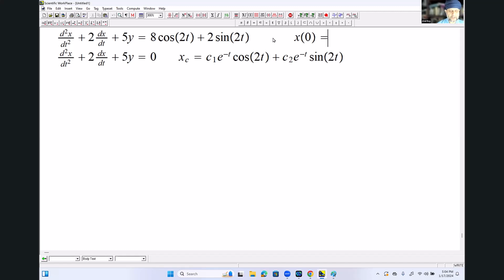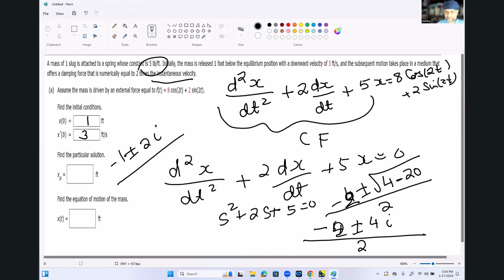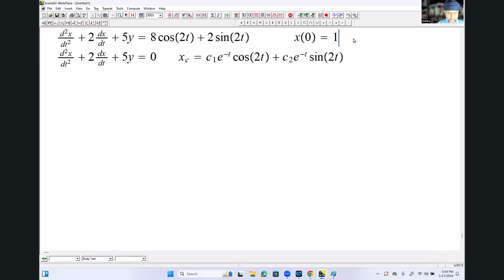We have also seen that x(0) equals 1 and x prime at 0 is 3. So x(0) equals 1 foot and x prime at 0 is 3 feet per second. Okay, very good. So we got that far, and this is my xc. So now we will assume something for xp.